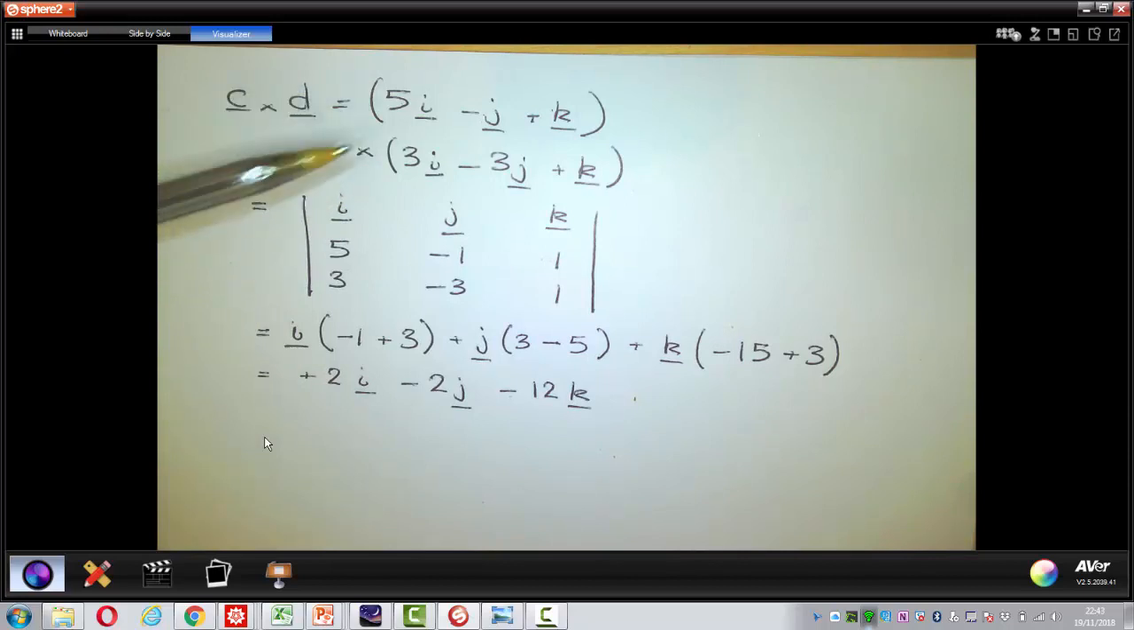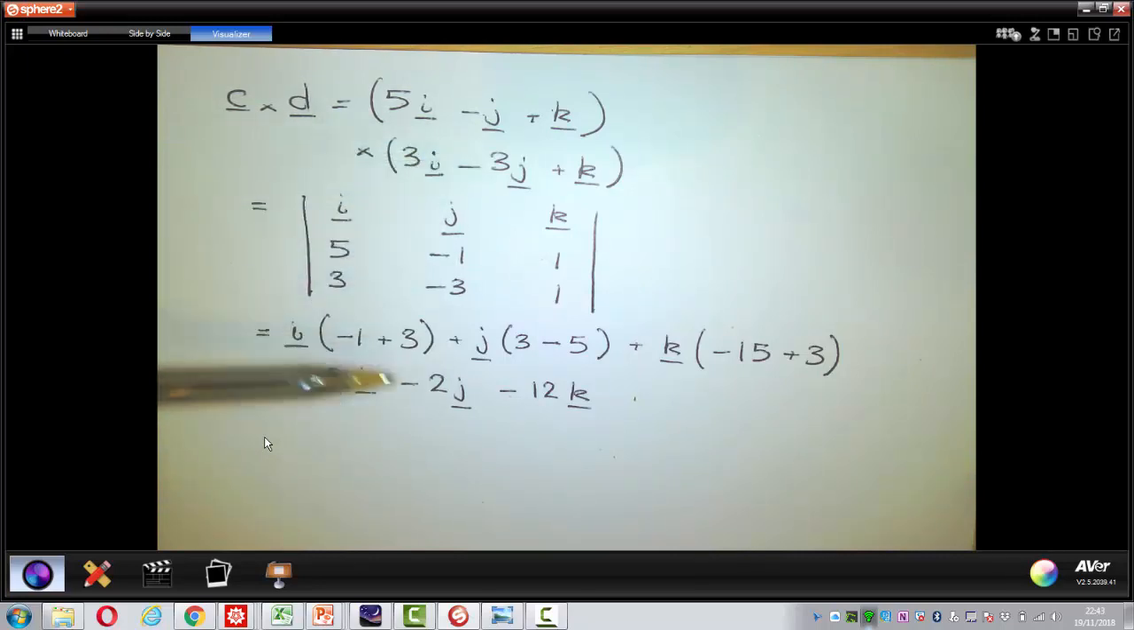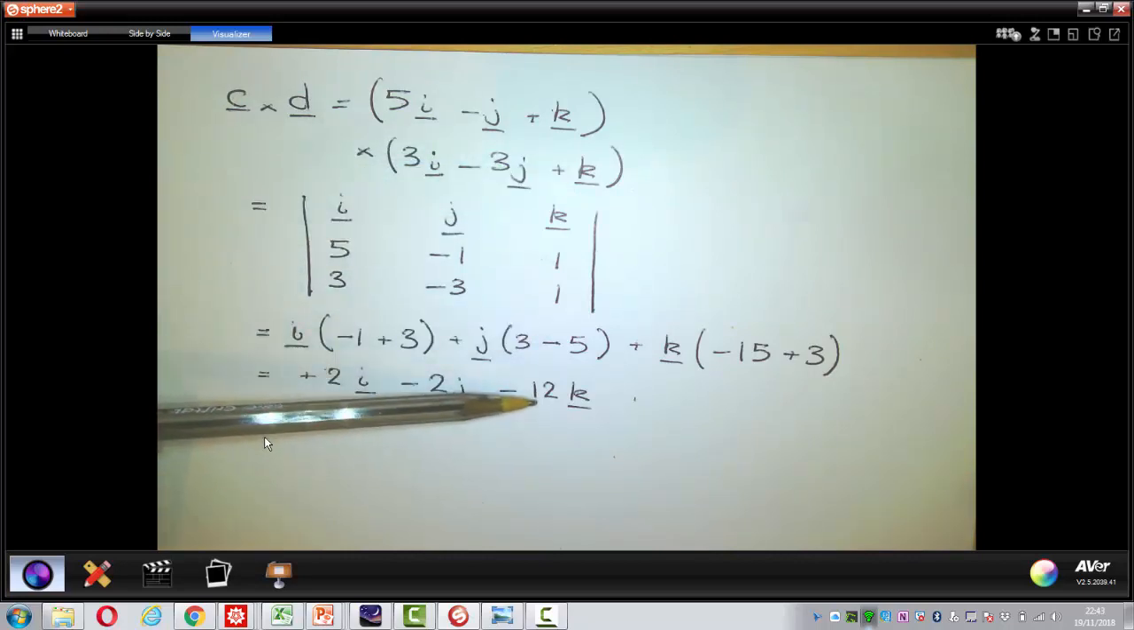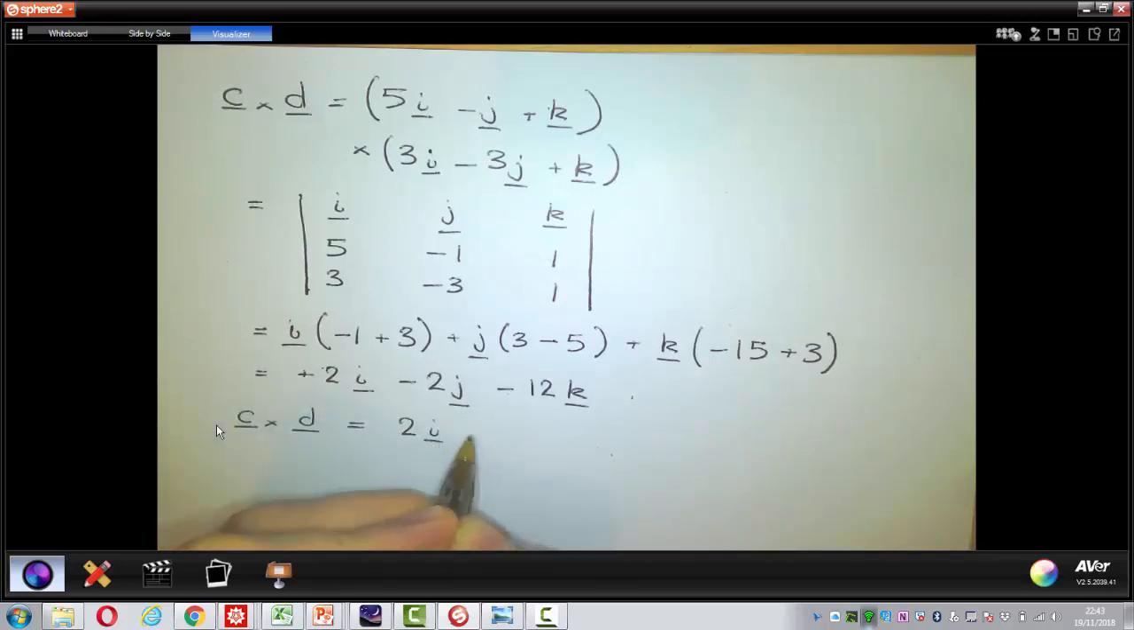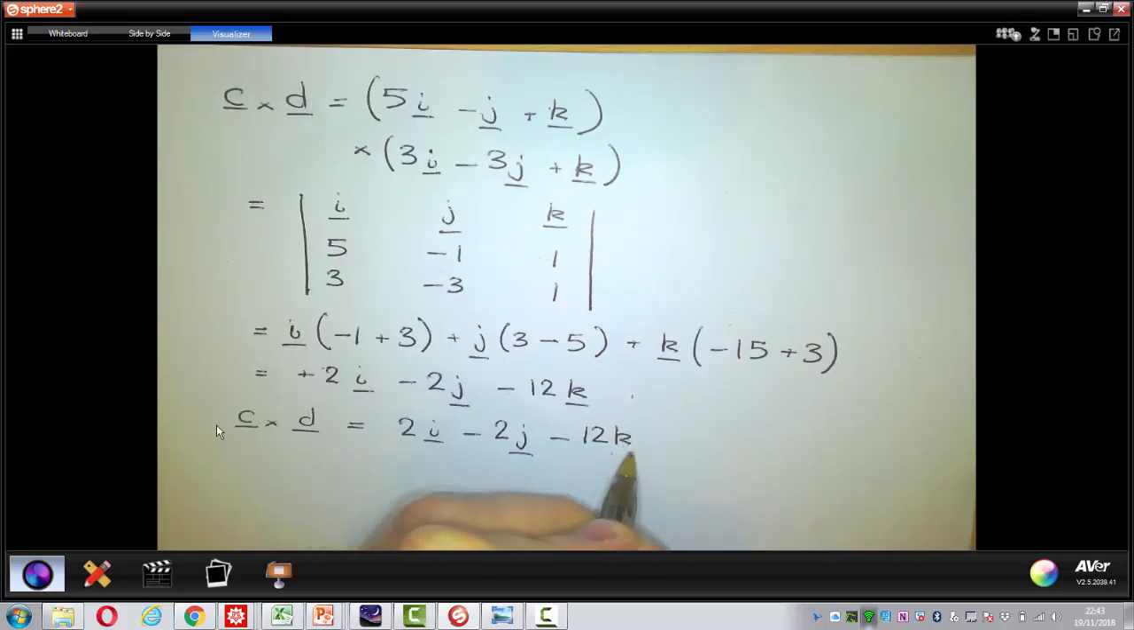And then just to be absolutely sure, we can take the scalar product with D. 2 times 3, that's 6. Plus minus 2 times minus 3, that's another 6. That gives us 12. Plus 1 times minus 12, 12 minus 12, it gives us 0. So we have our scalar product, we have our vector product, C cross D is 2i minus 2j minus 12k.